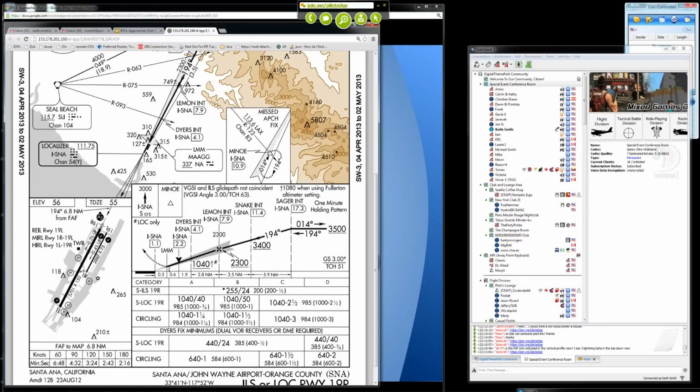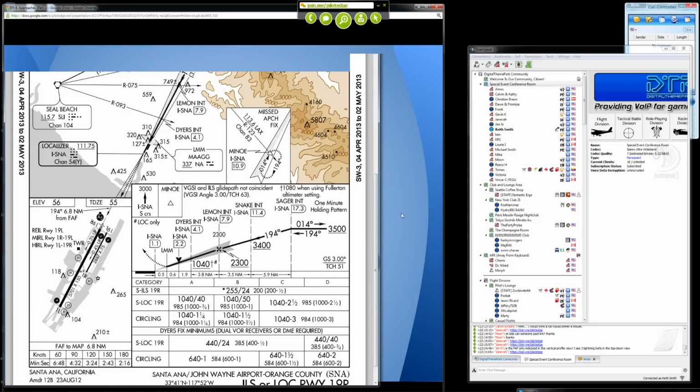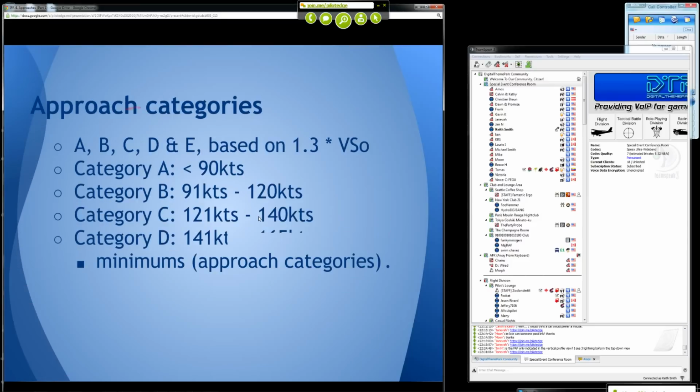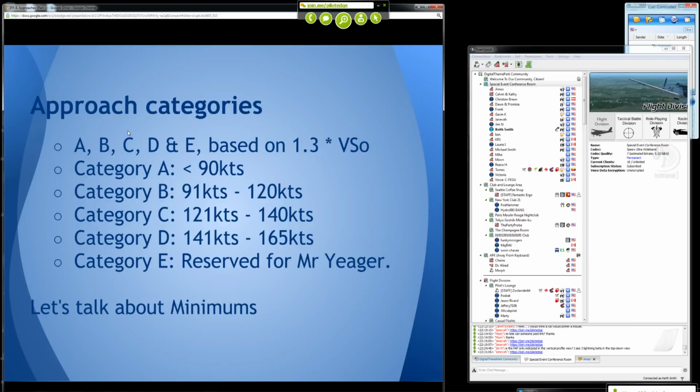We're going to dive down to that in just a sec, but first we're going to talk about categories, because this is the first thing that we're seeing here: category A, B, C, and D. So let's see what those actually mean. There are different minimums based on essentially the speed of the aircraft. Approach categories are really talking about the speed of the plane, and they're typically based on 1.3 times the stall speed of the aircraft. That's not a particularly interesting number. What it really comes down to is what speed you're going to be flying the approach at.